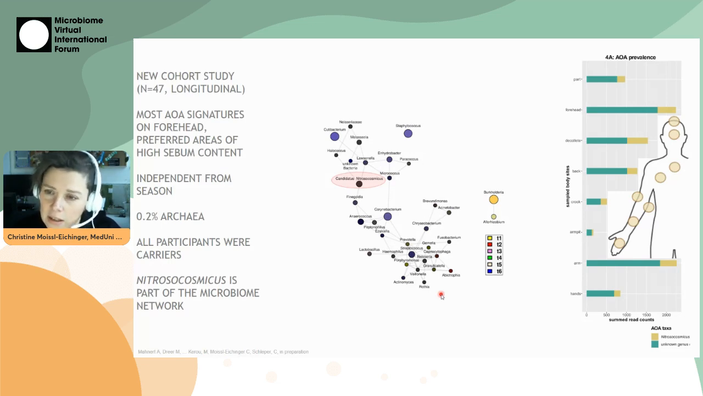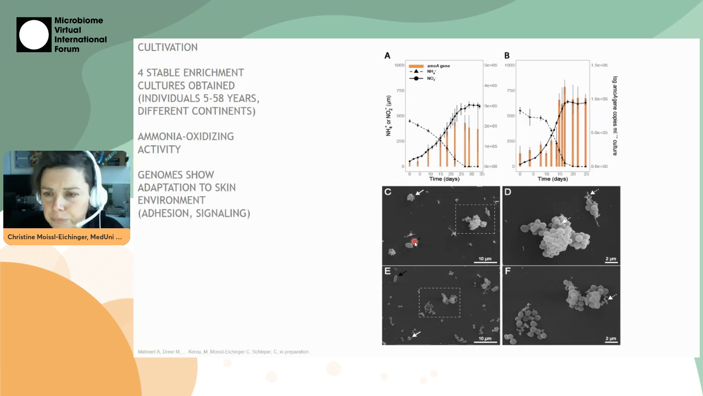And the interesting thing is that Nitrosocosmicus is also embedded in the microbiome network. So it's obviously co-occurring with different bacteria, which actually tells us that there is maybe also metabolic exchange and a stronger embedding in the overall microbiome.